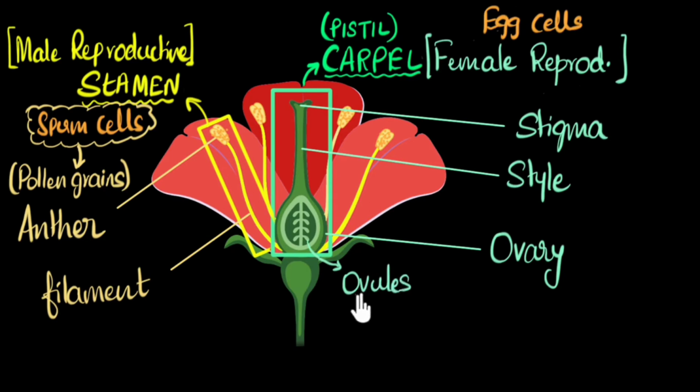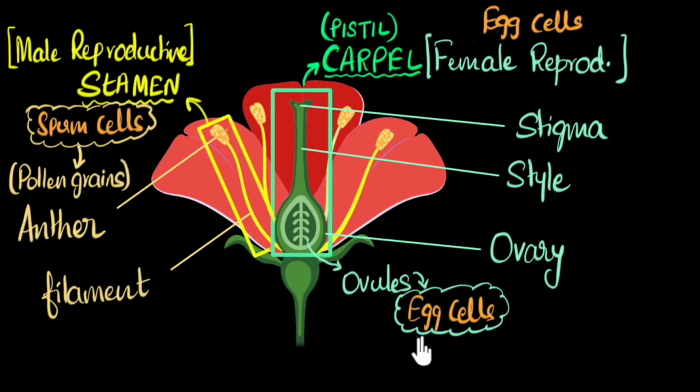And guess what? It's inside these ovules that you will find the egg cells. Again, let me just write that over here. The egg cells are found inside these ovules. If a flower has more than one ovule, as you can see over here, each ovule will have an egg cell. And so you can kind of see now how far away the sperm cells are from the egg cells.